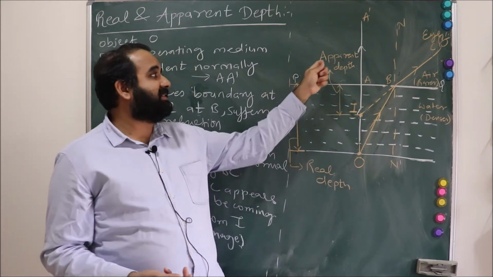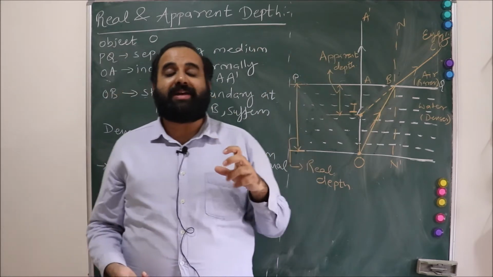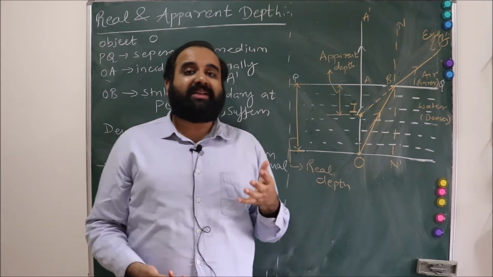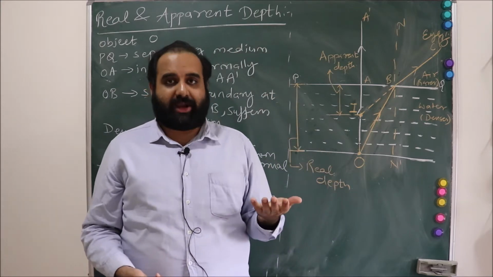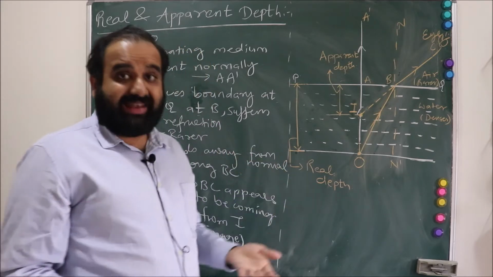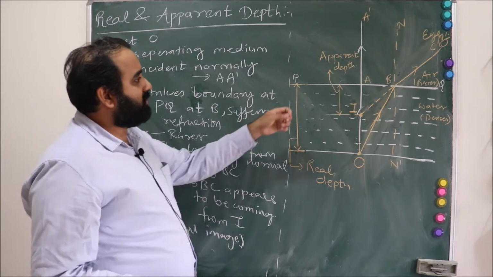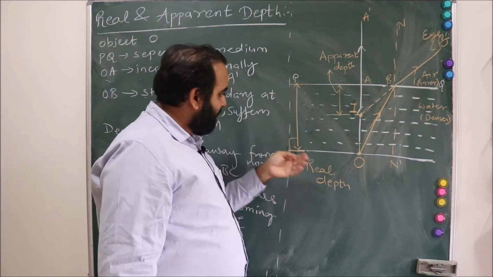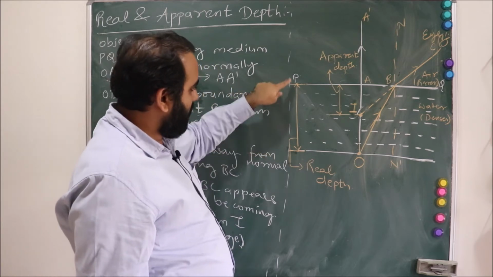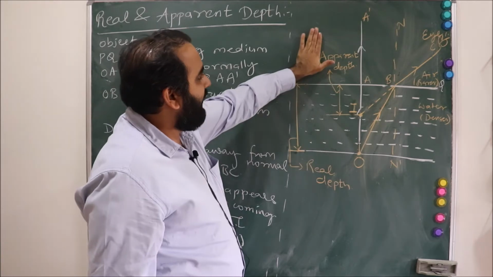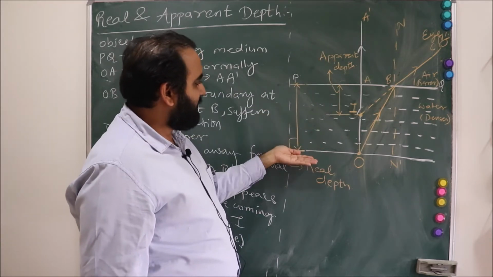Now let us understand what we mean by apparent depth. This word apparent will come again and again in physics, students. Apparent means something which is an illusion kind of. Apparent is a false one, which you feel as if. So see this. Here is my real depth, that is PQ. This is the boundary, this is air, water, and this is the real depth.